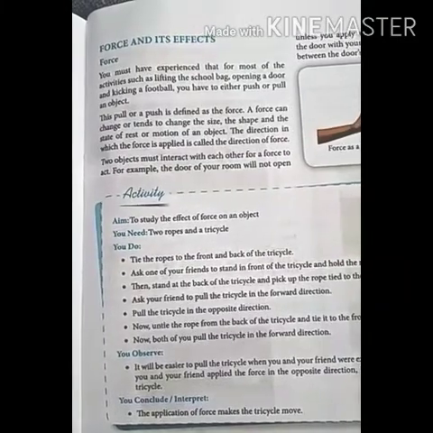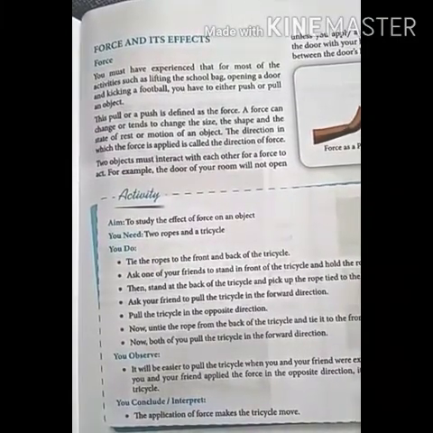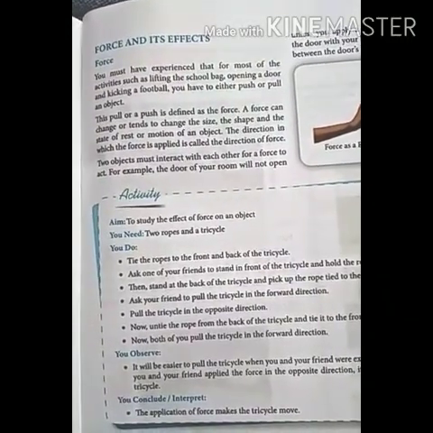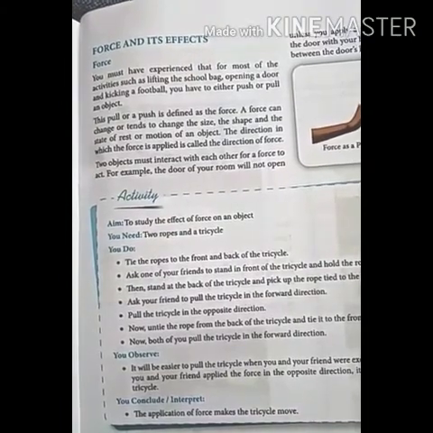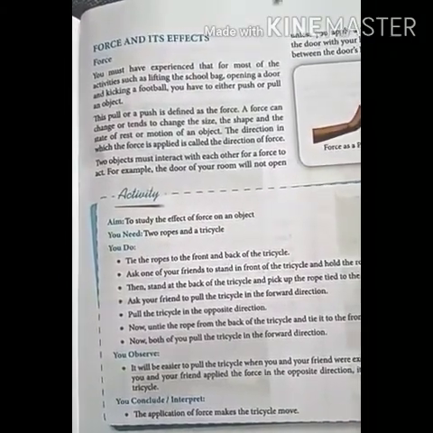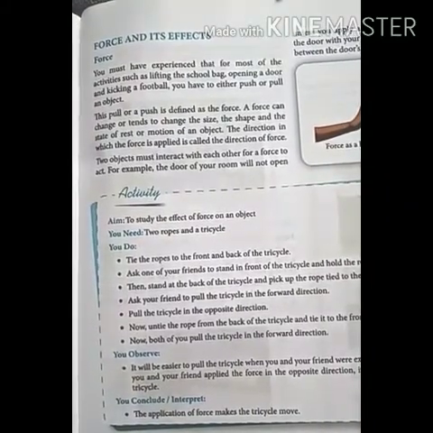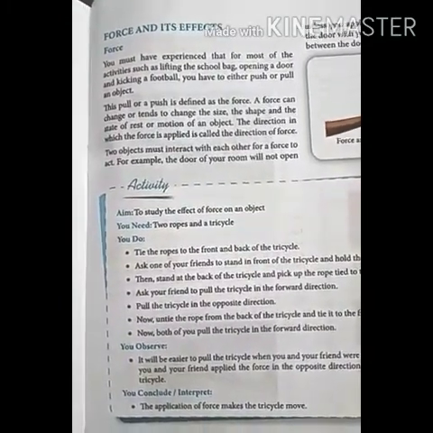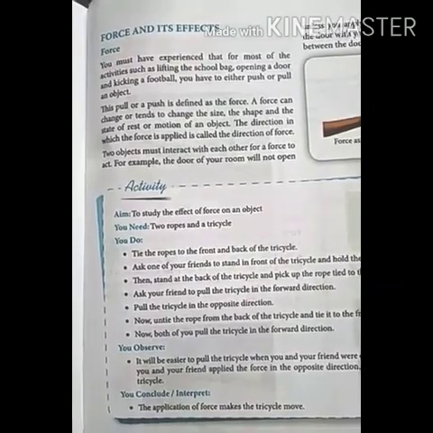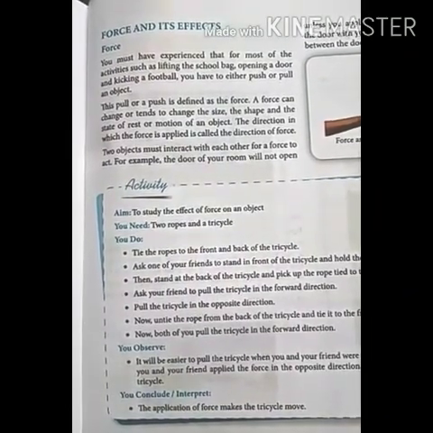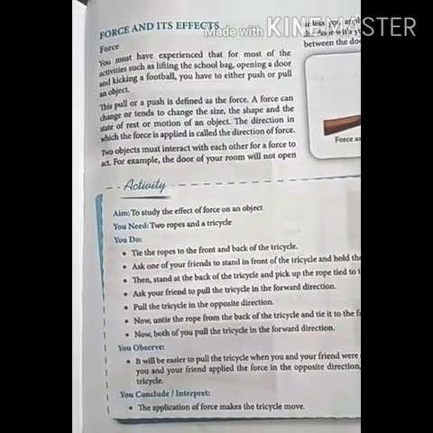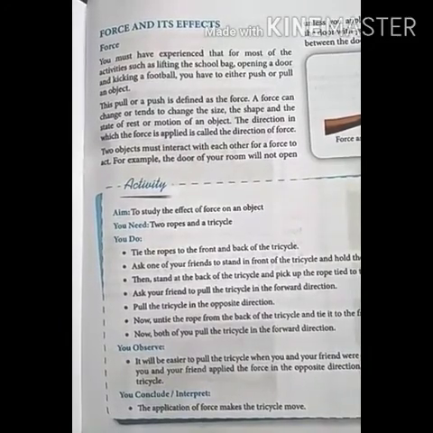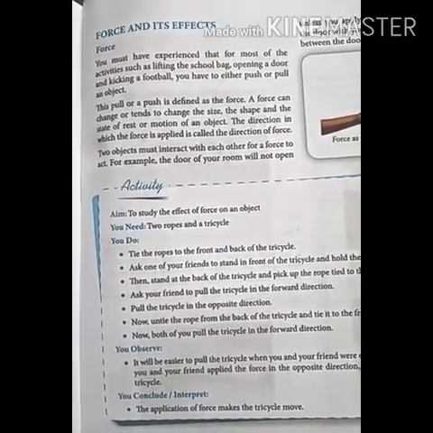Two objects must interact with each other for a force to act. For example, the door of your room will not open unless you apply a force on it by pulling or pushing the door with your hands. While opening or closing a door, we have to keep our hands on the doorknobs, or on the handles of the door. Here there is an interaction between the door handle and your hand. So the interaction between the door handle and your hand helps us to open or close the door.